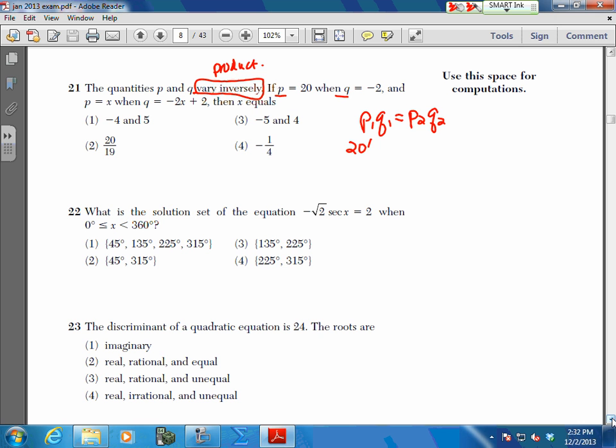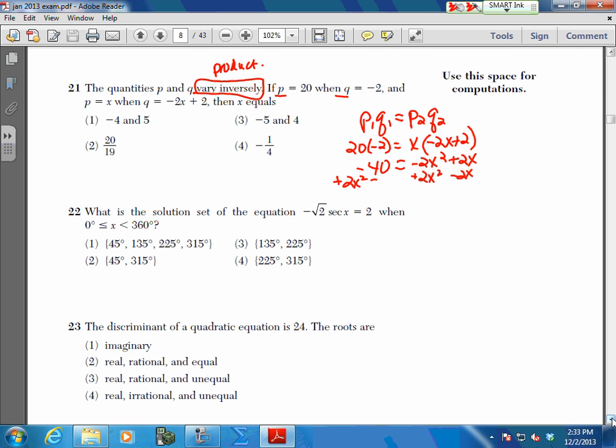p1 is 20 when q1 is negative 2. If p is x, when this is negative 2x plus 2. So just work this out. Not as simple as just one that we find in Algebra 1, but it's the same principle. Negative 40 is equal to negative 2x squared plus 2x. Notice the quadratic, get everything to one side. I'd move these to the right. Keep this x squared to be positive.